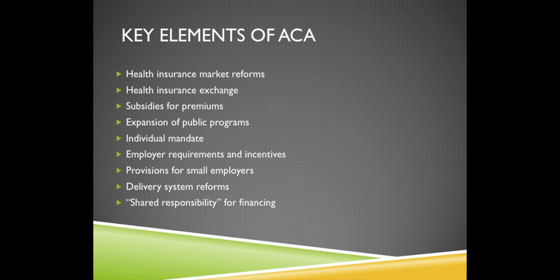Now let's go back to the key elements of the ACA. The health insurance market reforms, the health insurance exchange, subsidies for premiums, which was most impacted by the most recent change, expansion of public programs, the individual mandate, the employer requirements and incentives, provisions for small employers, the delivery system reforms, and the shared responsibility for financing. Where's the biggest impact of the most recent changes? What's been preserved? And how can we improve all moving forward?